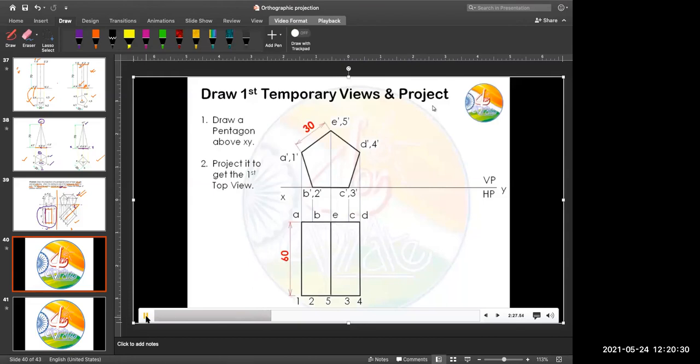Looking from the opposite side, we see that the edge E is coming first, and hence that edge is visible. The remaining two edges, the ones from B and C, are behind the figure.